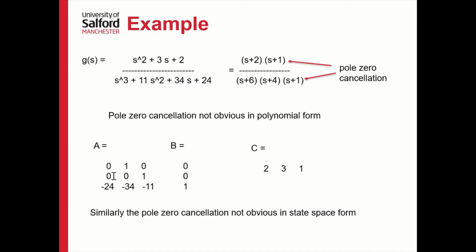B and C, we've put it into companion form, so it's like that number with negative sign, that number with negative sign, that number with negative sign, 0, 0, 1, and then these numbers here are those numbers there in reverse, so it says 1, it's 2, 3, 1, 2, 3, 1. That's our state space representation now for this system that's got a pole zero cancellation.